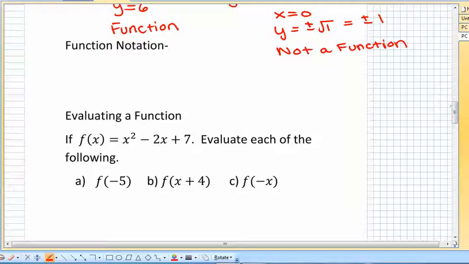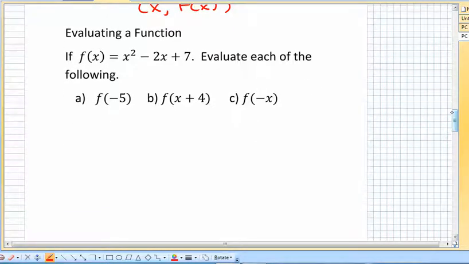Function notation. Basically, if you ever see this f of x, it replaces the y to signify that basically what you have there is a function. So if you ever see (x, f of x), those are the coordinates. The f of x just replaces the y.